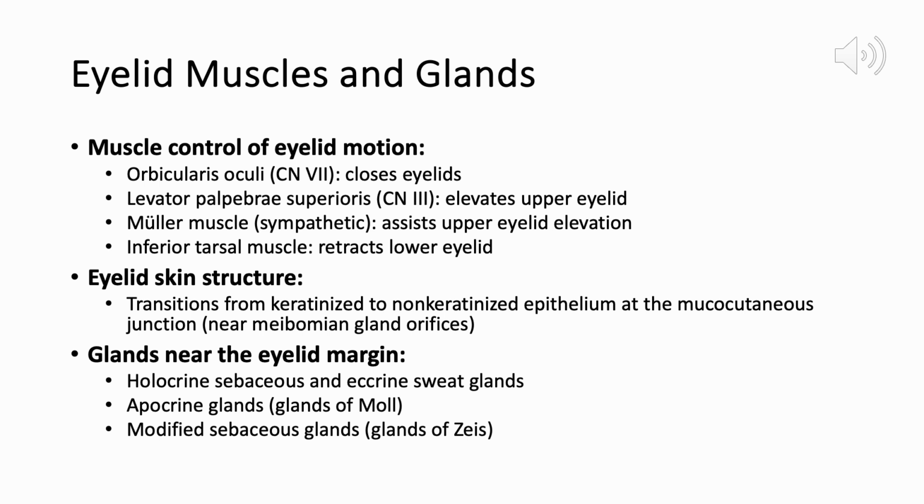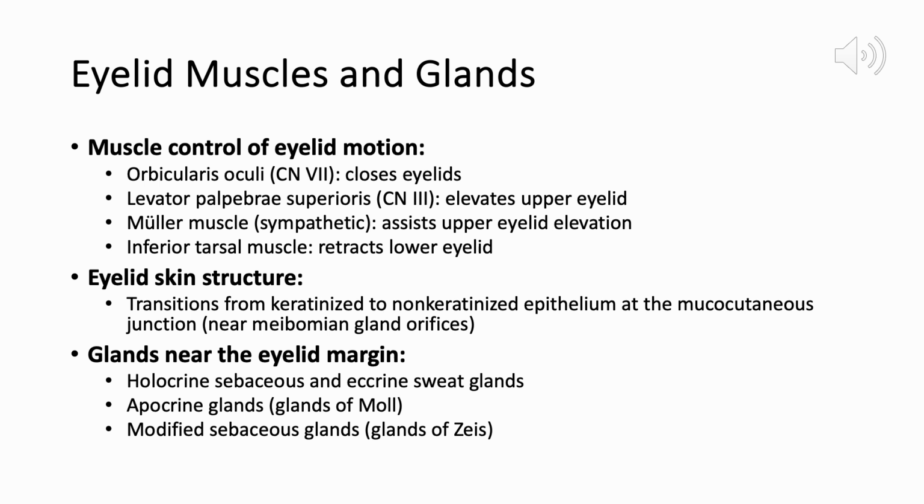Eyelid motion is controlled by the orbicularis oculi, cranial nerve 7, which closes the eyelids; the levator palpebrae superioris, cranial nerve 3, which elevates the upper eyelid; the Mueller muscle, sympathetic, assisting upper eyelid elevation; and the inferior tarsal muscle, which retracts the lower eyelid.